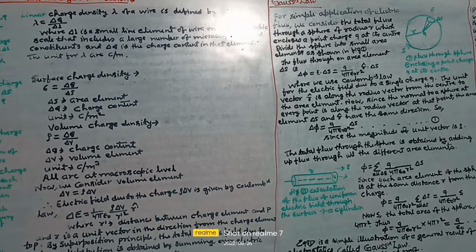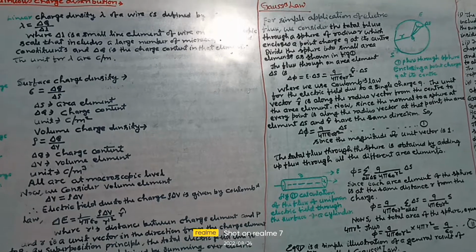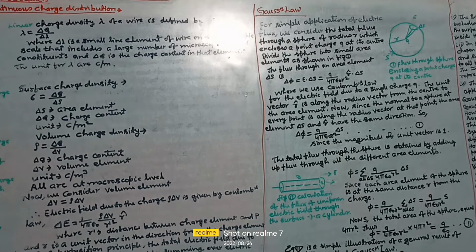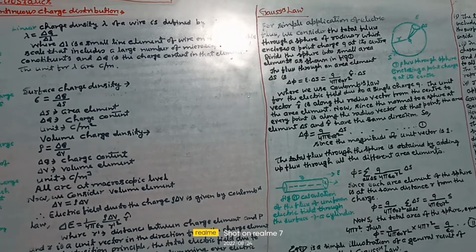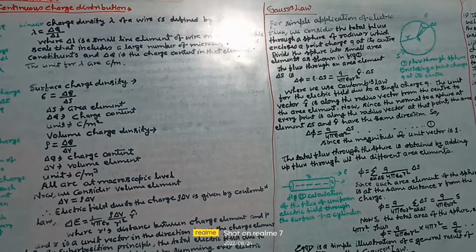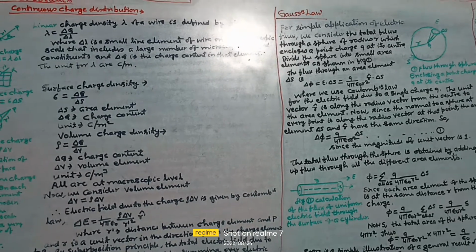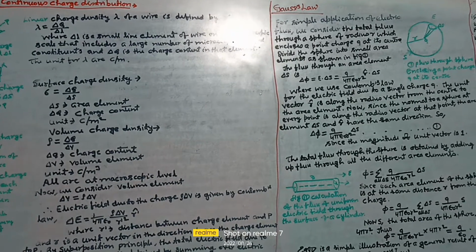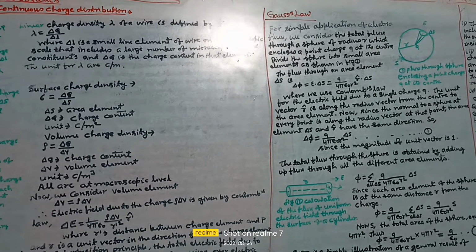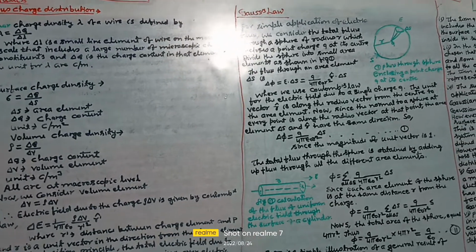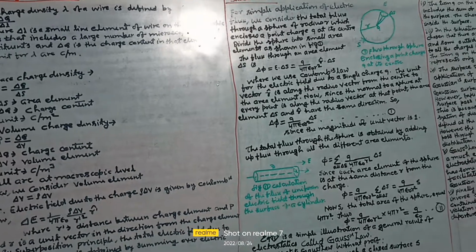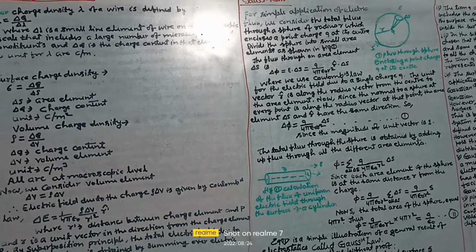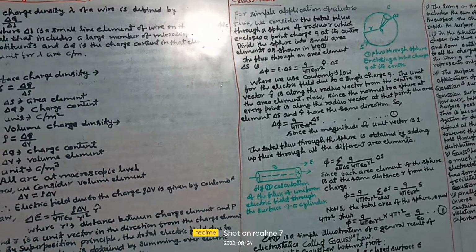By the superposition principle, the total electric field due to the charge distribution is obtained by summing over the electric fields due to different volume elements. E equals 1 by 4 pi epsilon naught, summation over all delta V, rho delta V by r dash square, times r dash unit vector. By applying Coulomb's law and the superposition principle, the electric field can be determined for any charge distribution, discrete or continuous, or part discrete and part continuous.